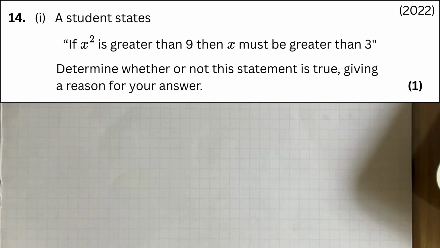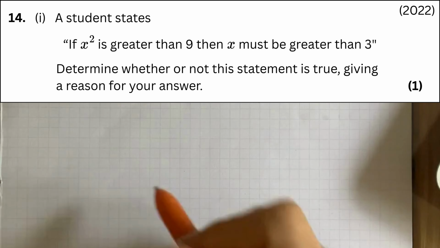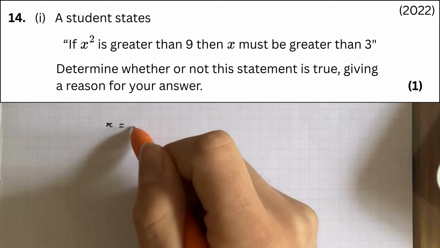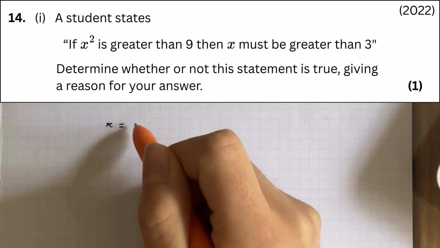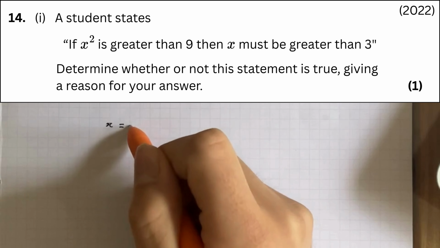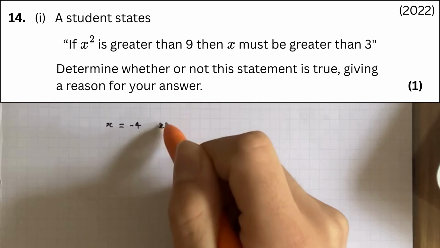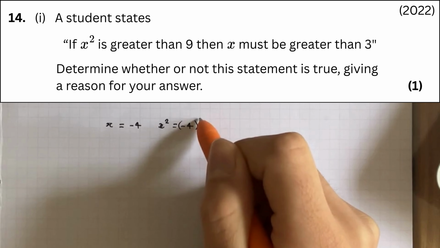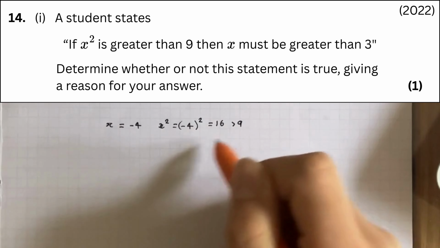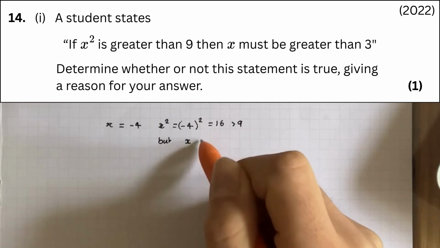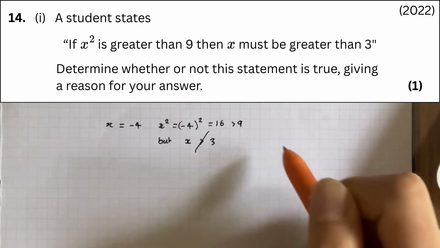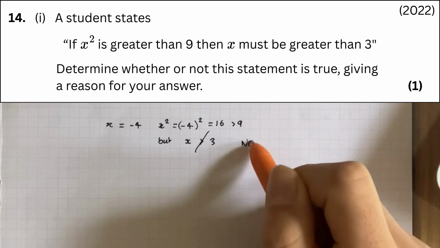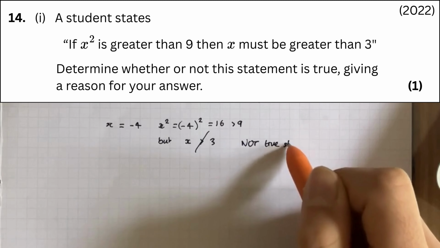In this one, we are asked to show a disproof of if x squared is greater than 9, then x must be greater than 3. There are so many examples where this is true, but we're talking about a square number, so the answer is going to be something to do with a negative. So if we take, for example, minus 4, when we square this, we're going to get 16. That's greater than 9, which is great, but x, which is minus 4, is not greater than 3. That's because it's a negative number. Therefore, this statement is not true.